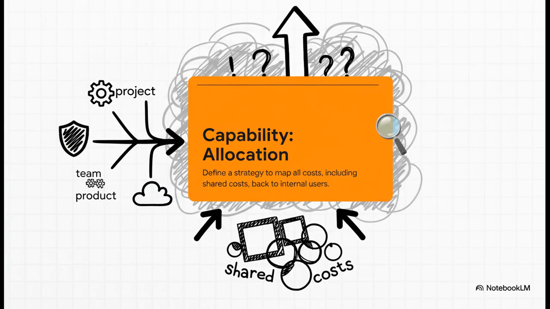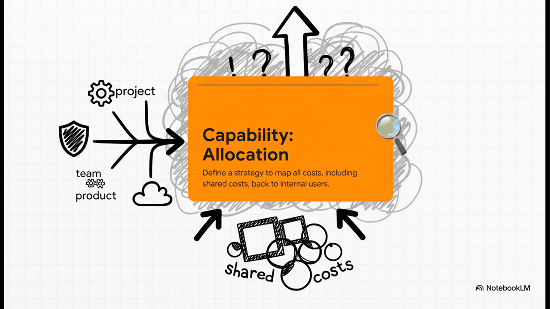Next up is allocation. And let me tell you, this is where the real magic happens. But it's also where the real work is. Because without a clear allocation strategy, all that data you just ingested is just noise. This is where you map every single line item to a team or a project or maybe even a specific feature. And the biggest challenge here?